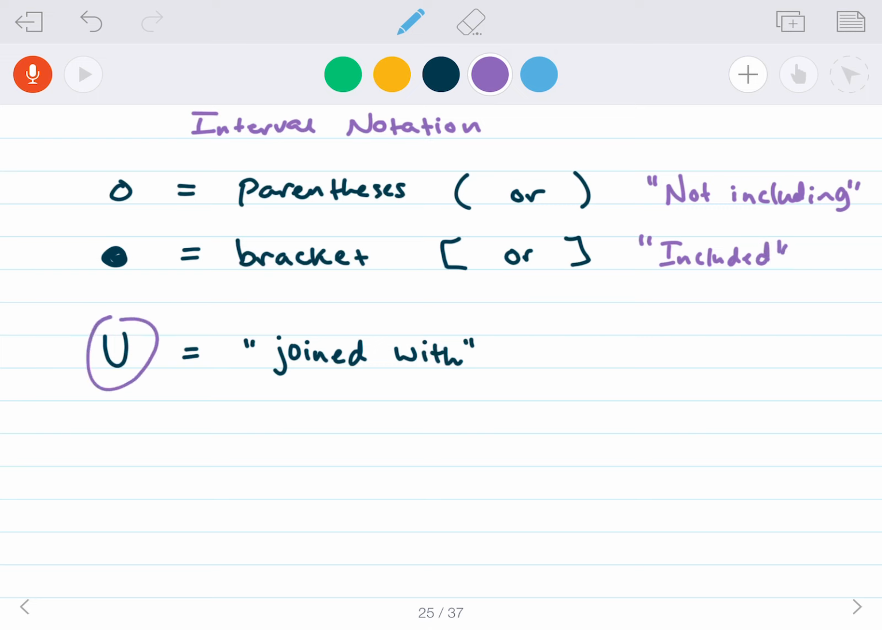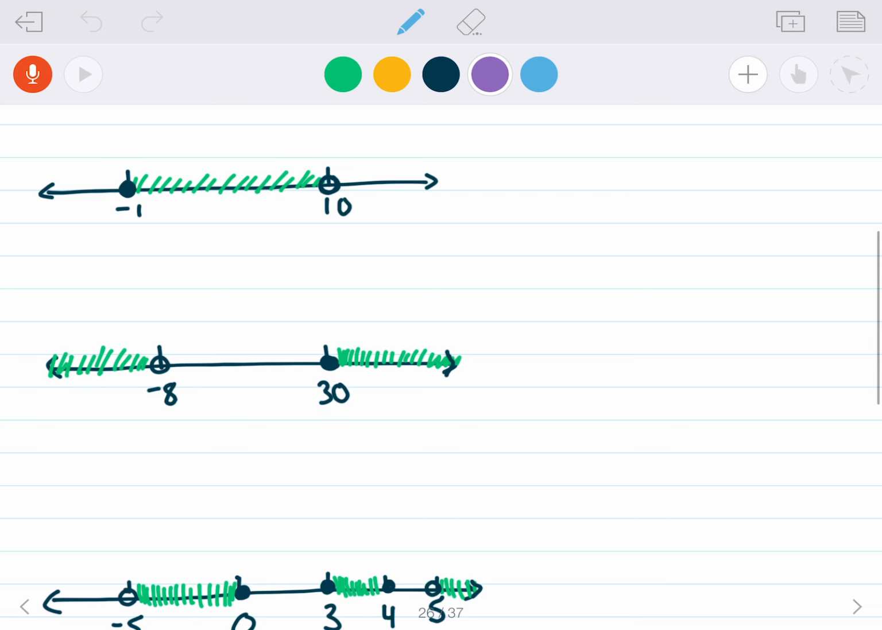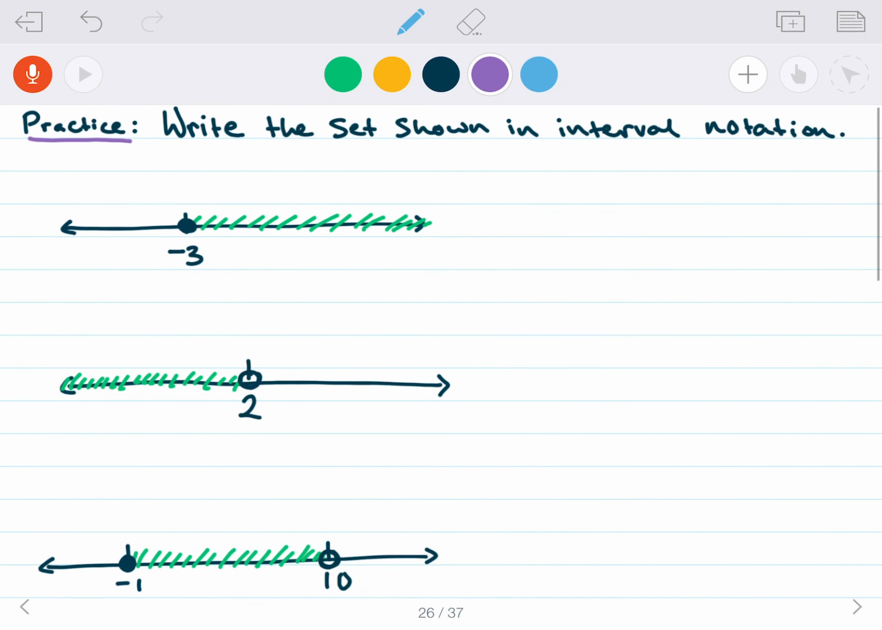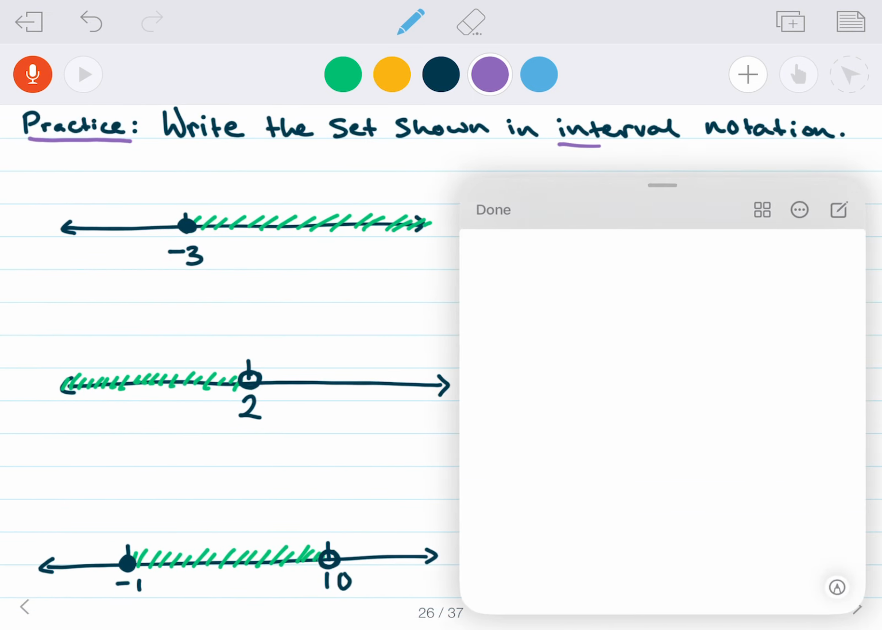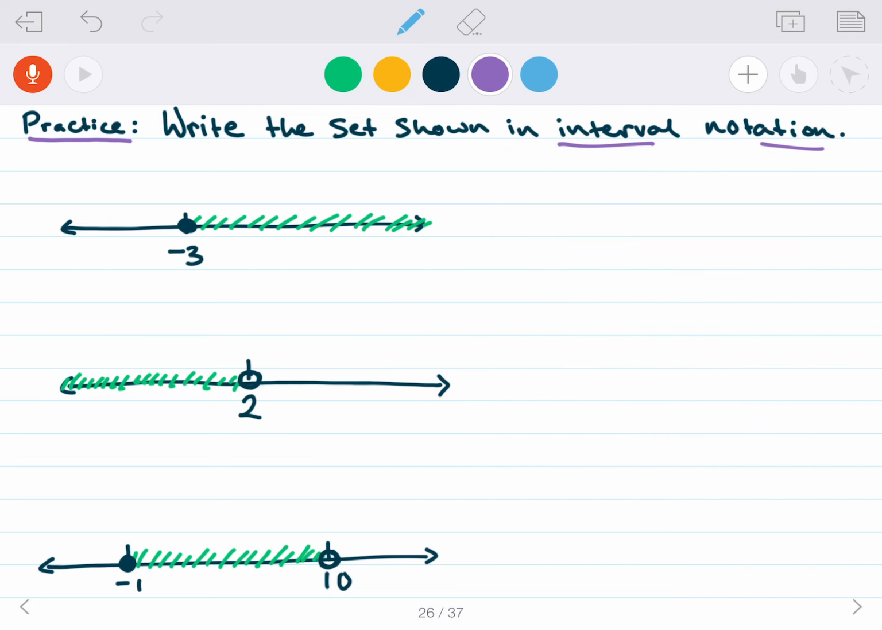And this U means union, okay? And basically union means everything together, joined with. We're basically joining two sets. If I union two sets, we're joining the two together. Okay, so let's do some practice writing these sets in interval notation using the brackets and parentheses.